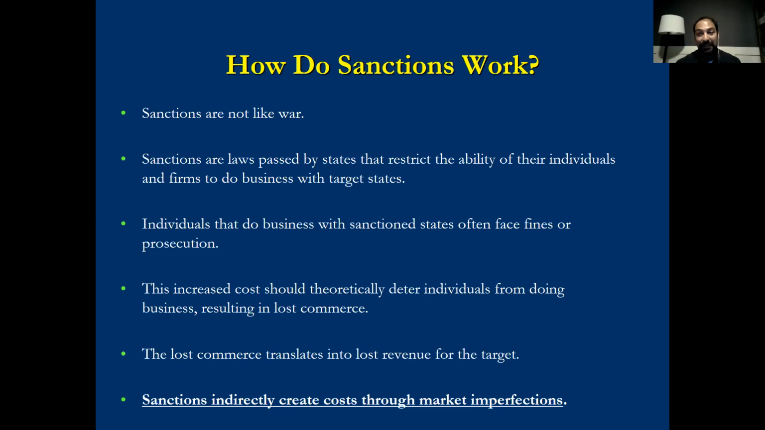Sometimes they don't. Looking at the Office of Foreign Assets Control, sometimes they don't identify individuals that do these things, and they're hidden and done under the rug, under the table, and nobody identifies them. But oftentimes OFAC is exerting quite a bit of effort to try to identify who actually continues to violate sanctions or run sanctions, and they try to punish them. Now, in theory, the threat that OFAC might investigate you, or that the government might identify that you're violating sanctions, is supposed to deter individuals from doing business, which might result in lost commerce to the target state. That lost commerce translates into lost revenue for the target, so sanctions indirectly create these costs. The mechanism is called a market imperfection. It's raising the cost of doing a normal transaction by having some political interference.